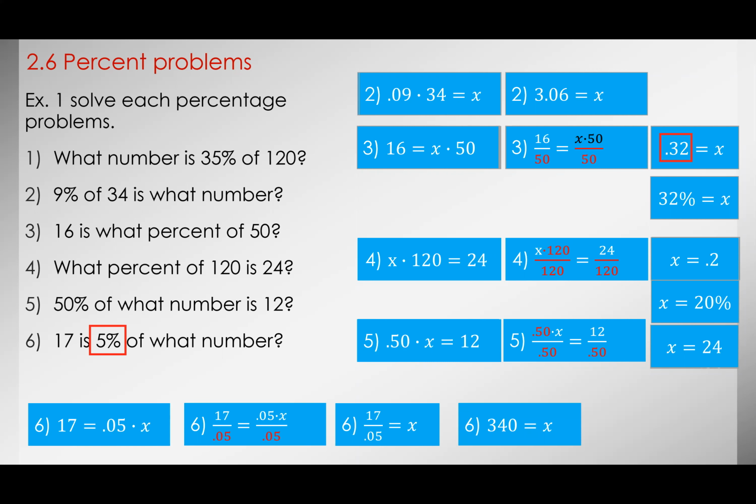Which gives us 17 divided by 0.05, which gives you 340. So again, 5% of 340 is 17. So if you buy a TV for $340, and they say we give you 5%, 5% means you save $17.